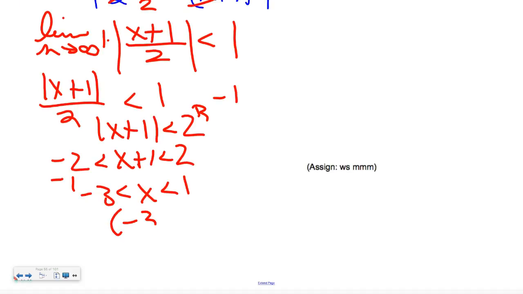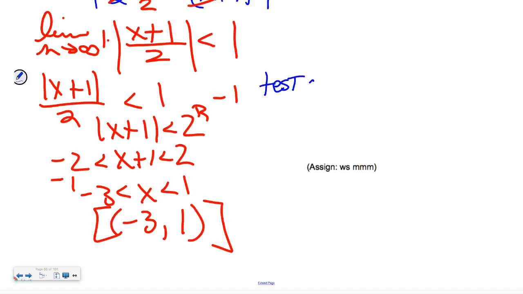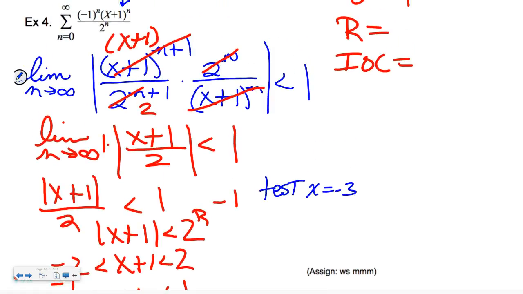Negative 3 to 1. Not quite sure what happens at the endpoint, so we beefy wimpy it. And then what do I do to decide beefies, wimpies? I plug in. All right, I test. I'm going to test negative 3. And just to make sure you get it, what am I testing it in? I'm seeing if it's in the domain of my original power series function. So it's going to go right here. And if it causes convergence, I get to include it.